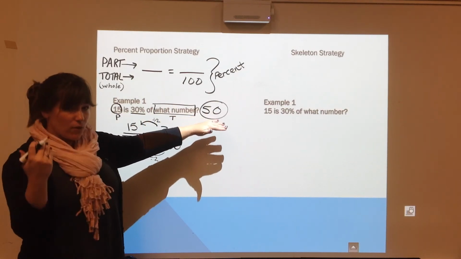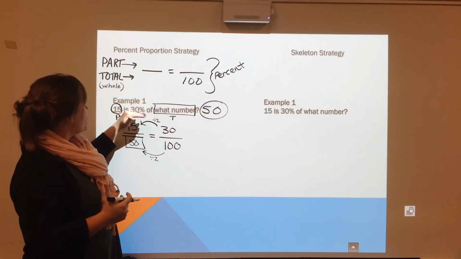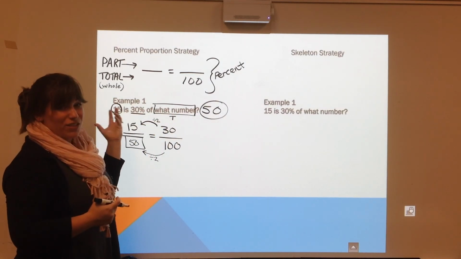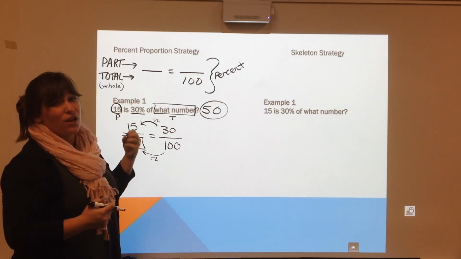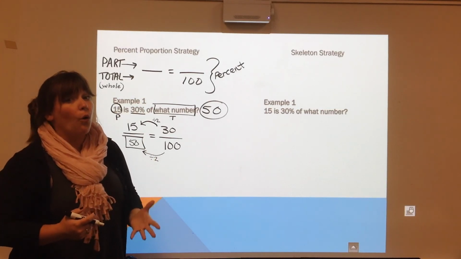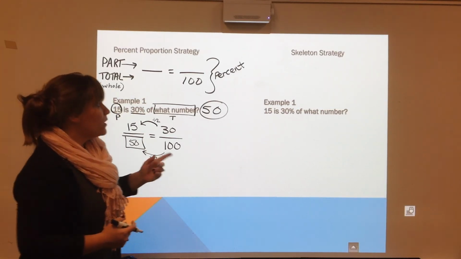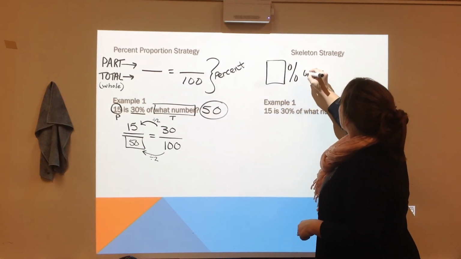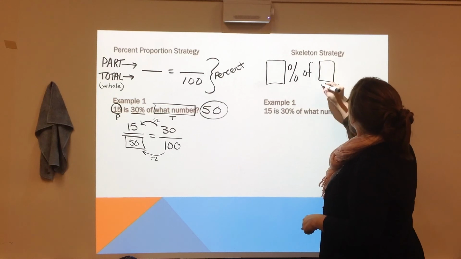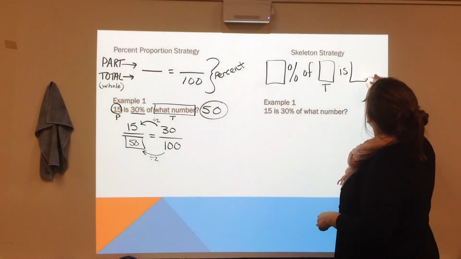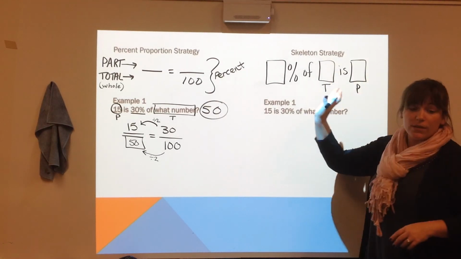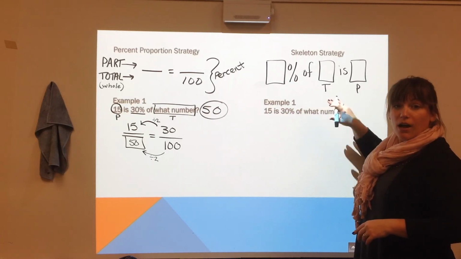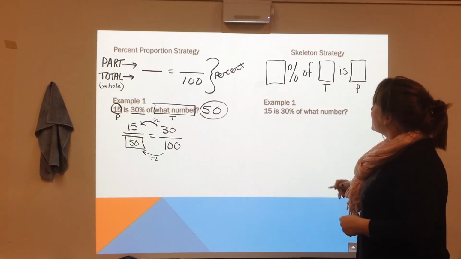In the lesson before, we were finding what's 30% of 50, and we were getting 15. So it's a different way of answering the question. The total or the whole is missing. Now let's use the skeleton as another way of thinking about this. You have this. I'd like you to write at least a T and a P on the bottom that you need to add in.